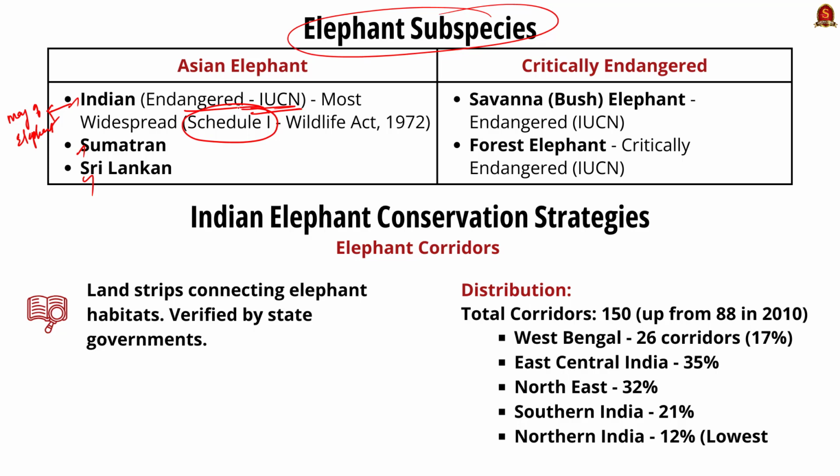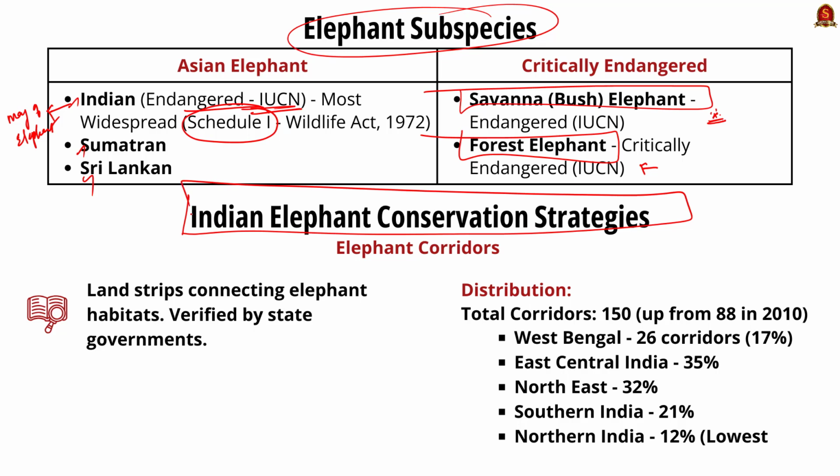Now, with respect to African elephants, it is to be noted that there are two subspecies of African elephant. They are the savanna or bush elephant and the forest elephant. Okay. Now, with respect to the IUCN Red List, note that the African savanna elephant is in the endangered category, whereas the African forest elephant is in the critically endangered category. Moving forward, let's look at the conservation strategies which are being employed in India.